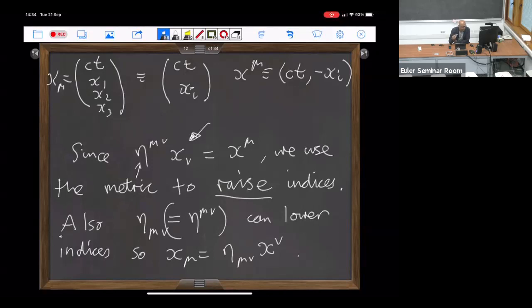Another way to answer your question, by the way, which is equivalent, is that if x lower mu is a 4 vector that takes values in some vector space V, then x upper mu takes values in the dual vector space, which is the vector space whose dot product with V will give you real numbers.